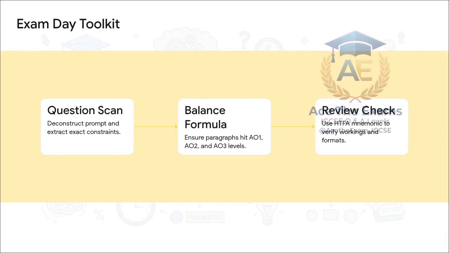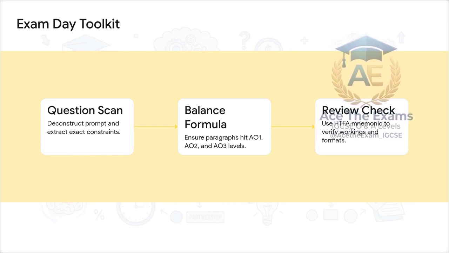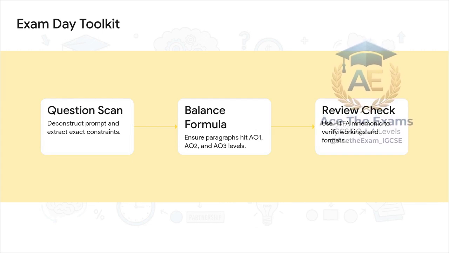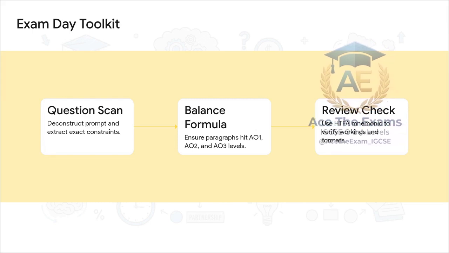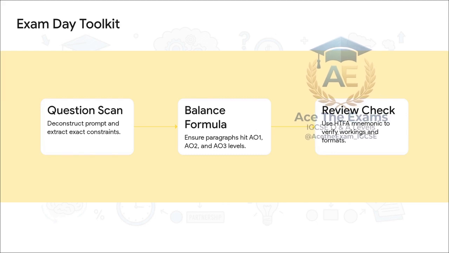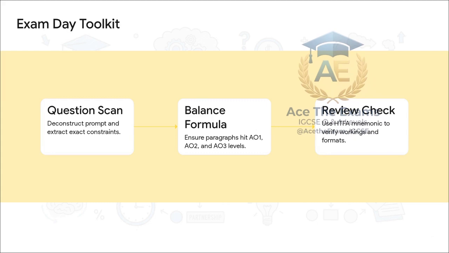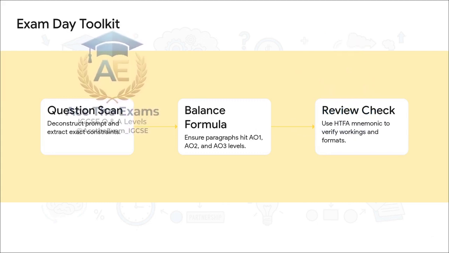Pillar 2, the paragraph balance formula. Ensure every single paragraph of your extended response hits AO1 knowledge, AO2 analysis of the specific scenario, and AO3 evaluation. Do not ever leave a paragraph as just a descriptive list. And Pillar 3, the last 5 minutes review checklist. Remember your HTFA mnemonic, check your headings, terminology, formats, and annotations. Verify that your method marks are clearly visible. This toolkit is your definitive roadmap to maximizing that 15%.